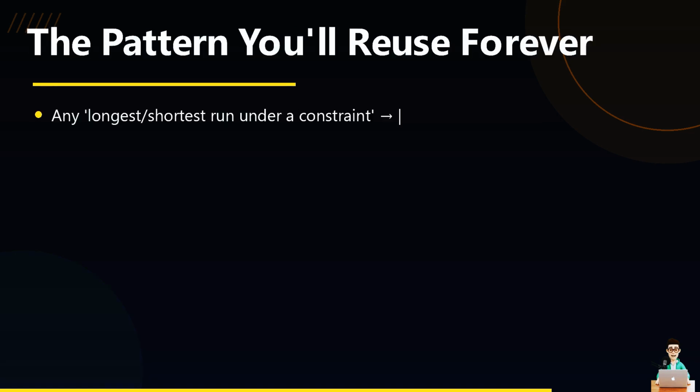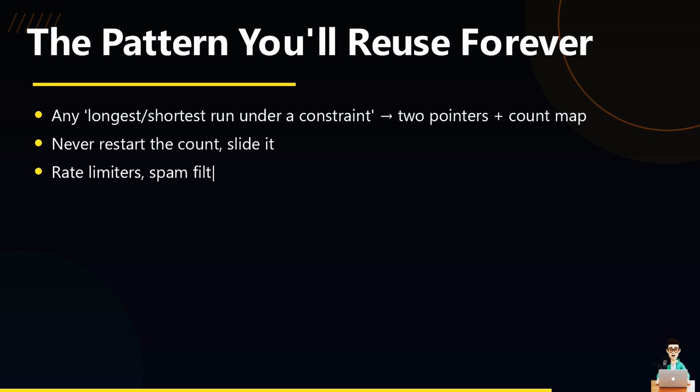Strip away the emoji counting and k, and what's left is a pattern. Whenever you need the longest or shortest stretch that stays under some running rule, reach for 2 pointers and a count map that only ever grows and shrinks, never restarts. That's rate limiters, spam filters, anomaly windows, and this problem, all the same trick wearing different clothes.